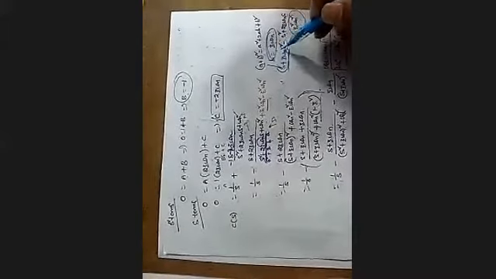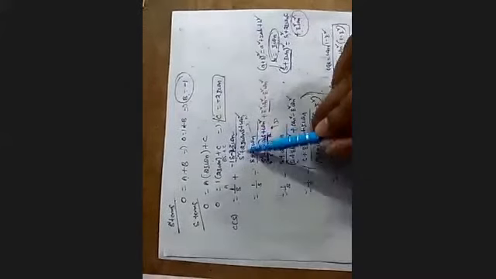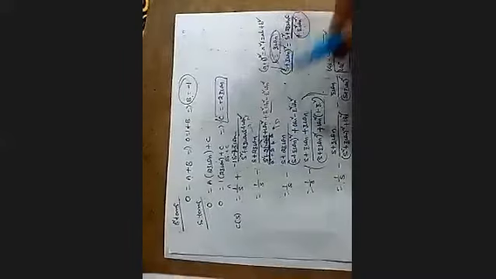So we know that (a plus b) whole square, here a is nothing but s and b is nothing but zeta omega n, whole square. So it can be simplified: s square plus 2 zeta omega n s plus zeta square omega n square. But if you observe this equation, s square plus 2 zeta omega n s is there, but the term zeta square omega n square is missing.